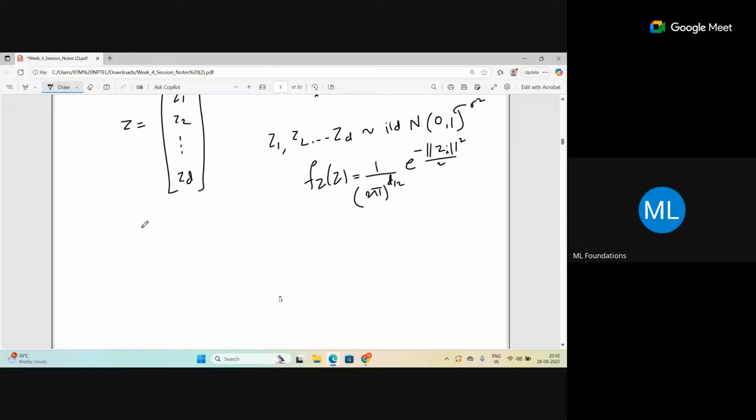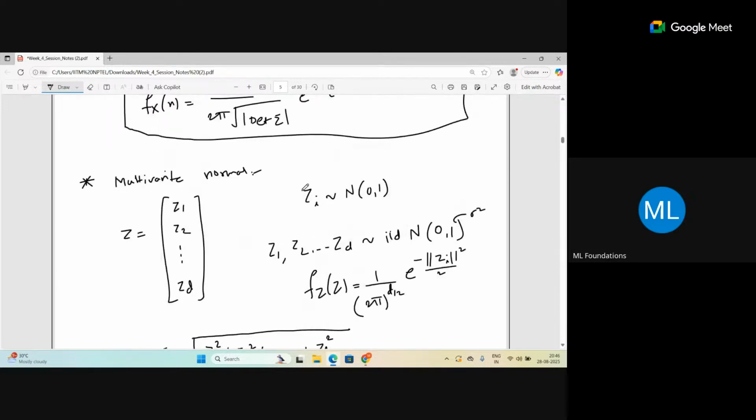Fine. So what is z_i here? If I take the length of this vector, it will be z1 square plus z2 square up to zd square. Is that fine? This is okay, right?